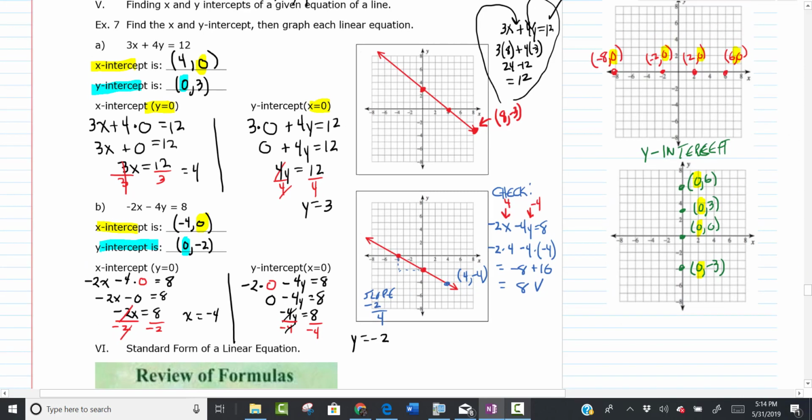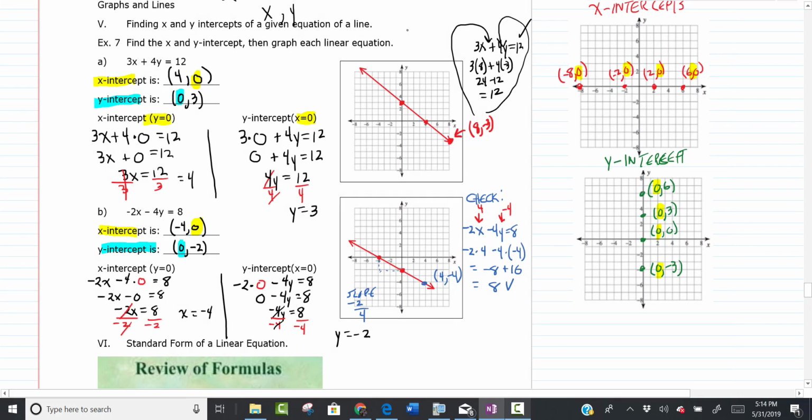The thing that'll help you keep this straightened out, because students always forget, people forget unless you understand concepts, is this: an x-intercept is a point where y is 0. A y-intercept is a point where x is 0. Get that down, and it'll be a piece of cake.